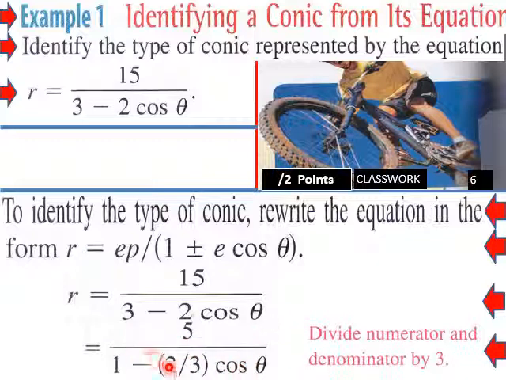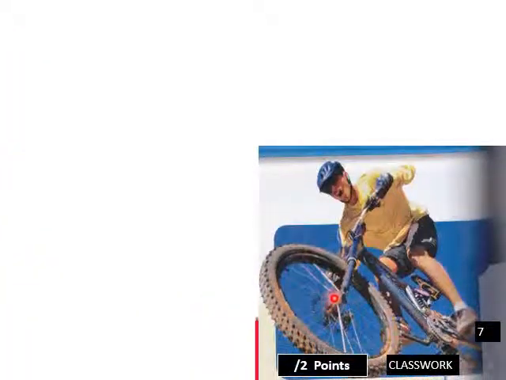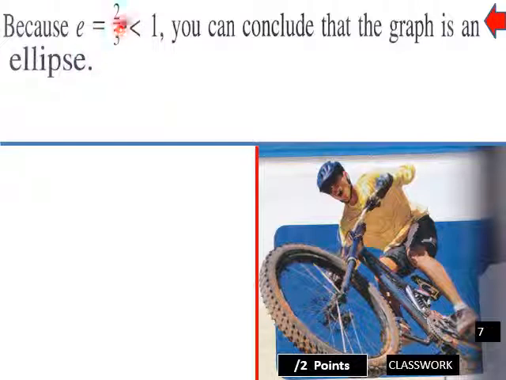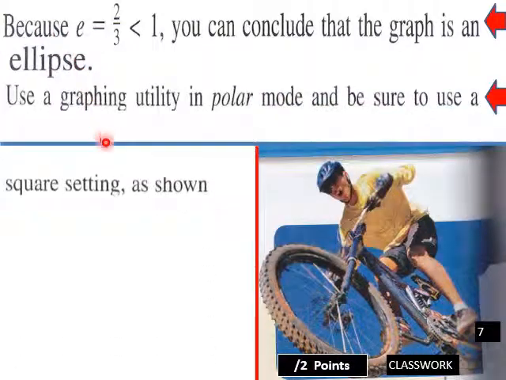So we want to get rid of this here because we want to go into this form here. And to get to this form, we have to divide by 3. If we do that, now we know what we're dealing with. Because e equals 2 over 3, which is less than 1, you can conclude that the graph is an ellipse. So we know it's an ellipse.